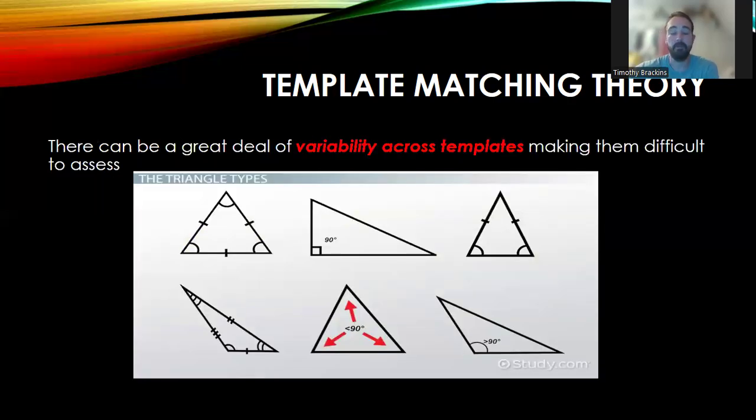There's also a lot of variability in templates. So for example, on the screen here, you look at the triangles, they're all triangles, but there's a lot of variability in the shape. So having a single template for all triangles is not going to work, because in the real world, they have a lot of variability in how they appear.